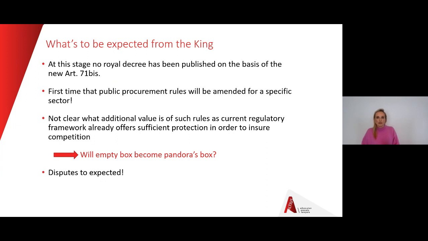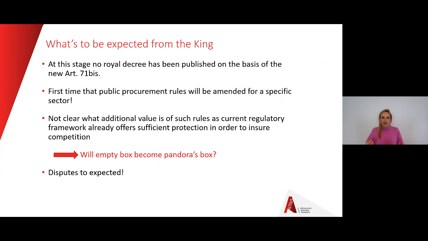And what is to be expected from the king? Because as I said earlier, this is just the mandate. The new Article 71 bis is the mandate for the king to draft royal decrees. It's not enforceable as of yet. It requires a royal decree from the king. It's to be seen, because at this stage, no such royal decree has yet been published.